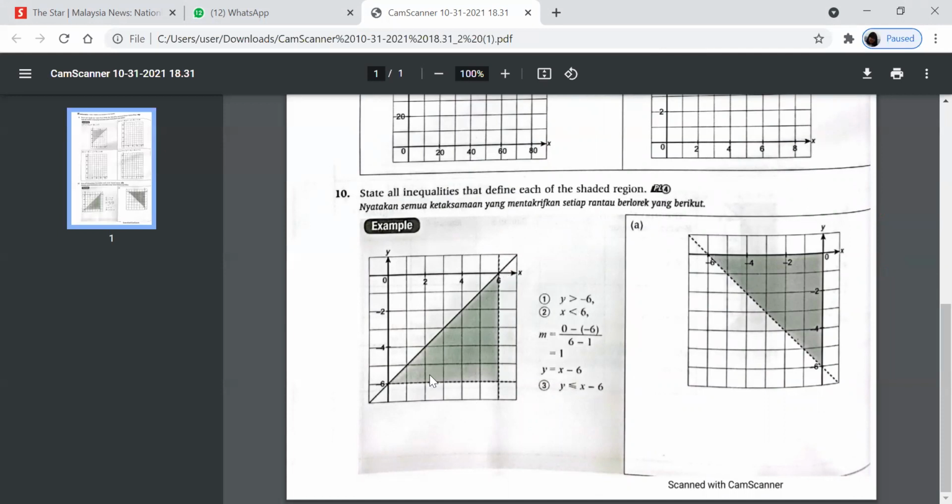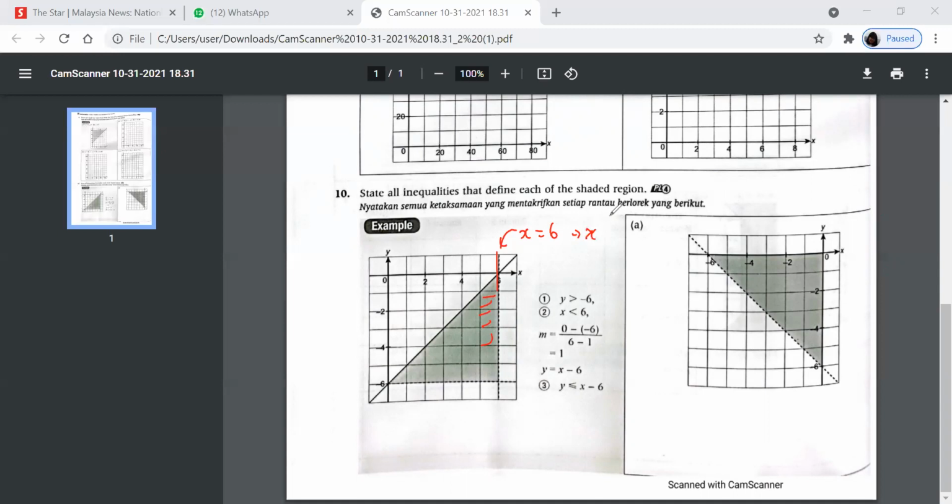Okay, so you have a region like this, right? Then one by one. What's the easiest one first? The horizontal and vertical lines. So this side here, if it's a vertical line like this, it's x equals 6, right? But it's on the left side. So what is it?